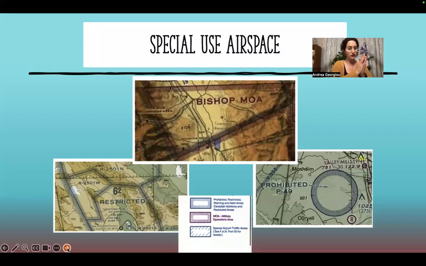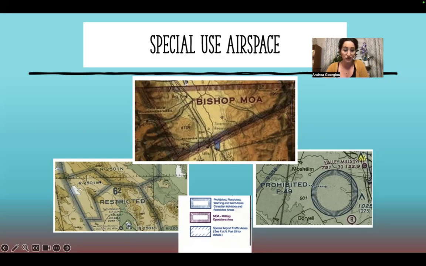And okay, so that's it for controlled and uncontrolled airspace. Now let's talk about special use airspace, which is in chapter 3-4-1. And I kind of want to go through each section and just look at a sentence or two and highlight them as we go along. Well, you can see up here, we've got this legend showing us what prohibited, restricted, warning, alert areas would look like, MOAs would look like, special airport traffic areas.